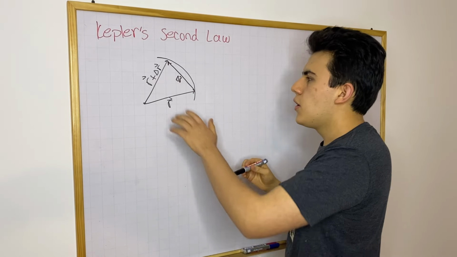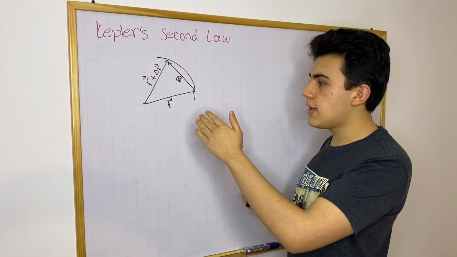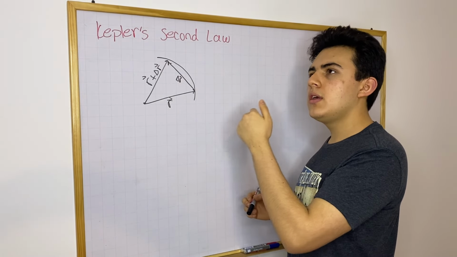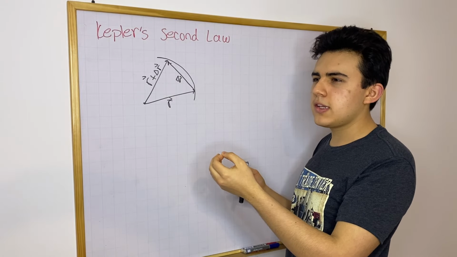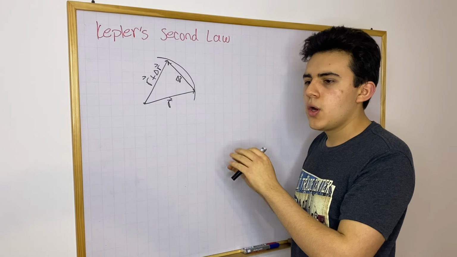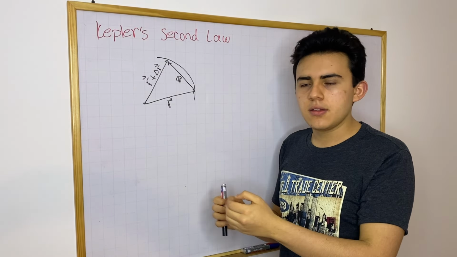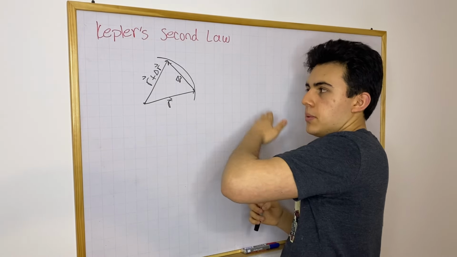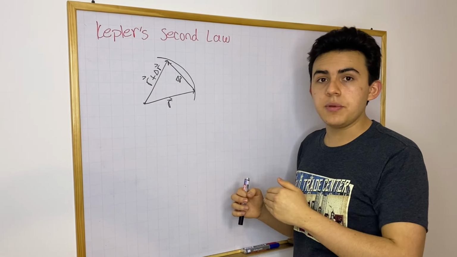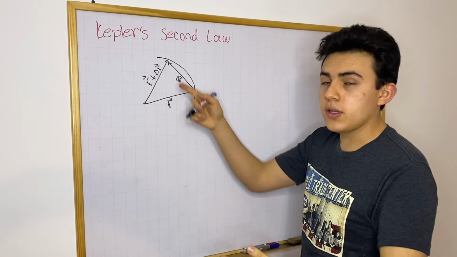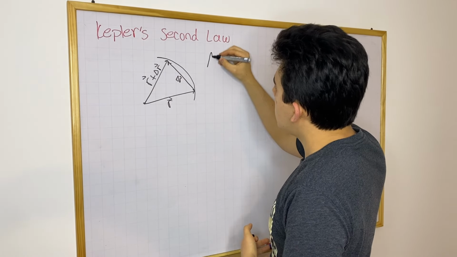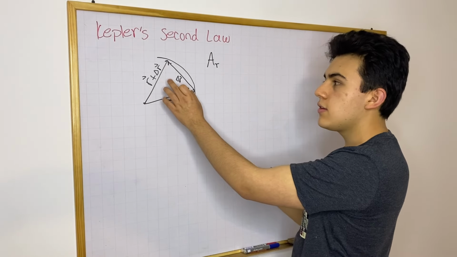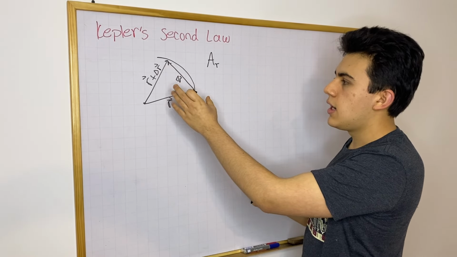Nice. So Kepler's second law says that the area swept by r will be constant in a given interval of time, okay? Meaning the ratio of the area swept by r and time will be constant, okay? So we can formulate Kepler's second law like this. The area swept, which I'm going to say is going to be a sub t, because really this is going to be a triangle.